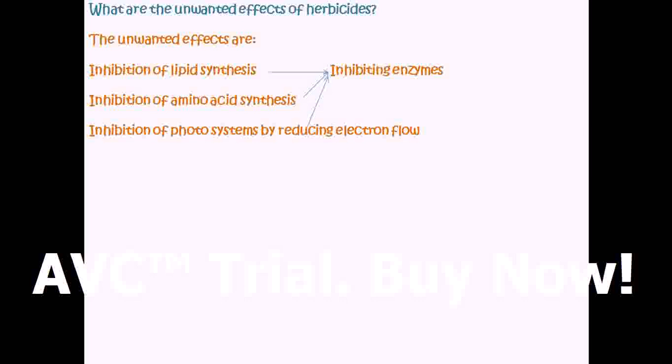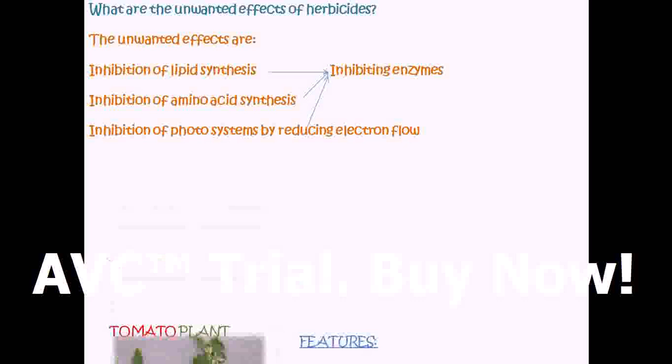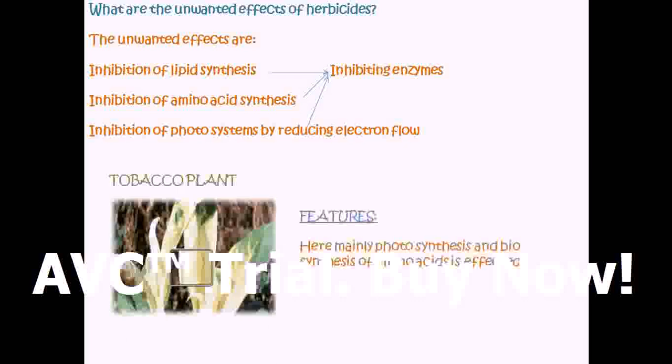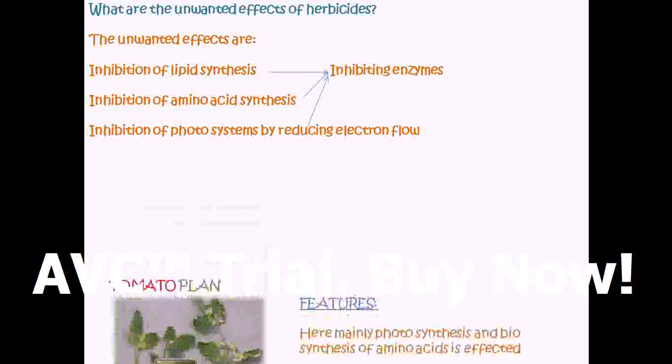How can we do that? We can do it by producing transgenic plants. There are many strategies. These are the plants which are affected by these herbicides. Here you can see that mainly photosynthesis and biosynthesis of amino acids are affected in the case of the tobacco plant, and also in the case of the tomato plant.